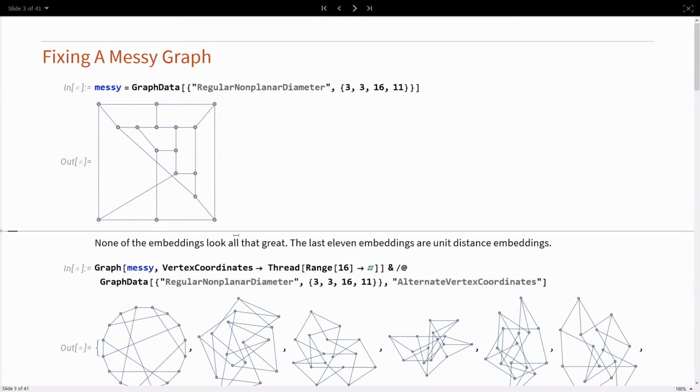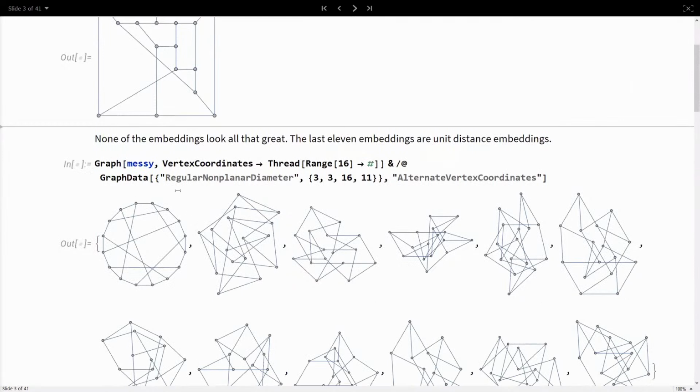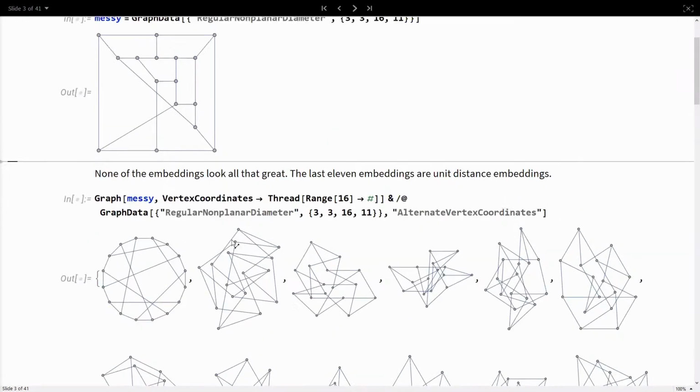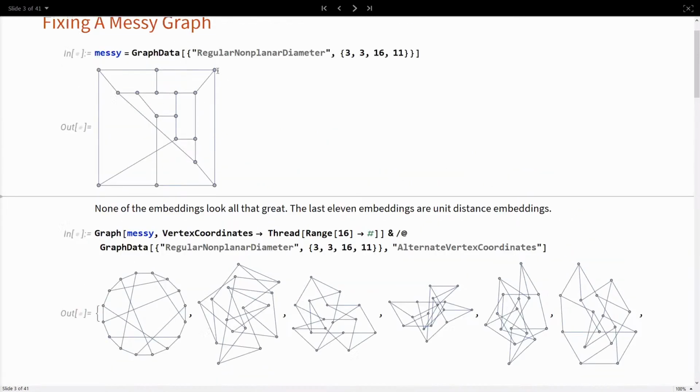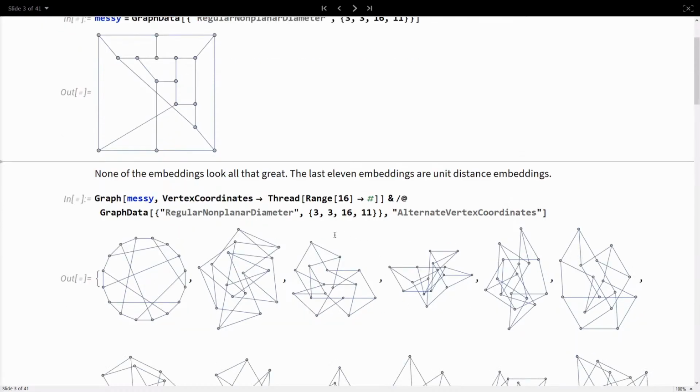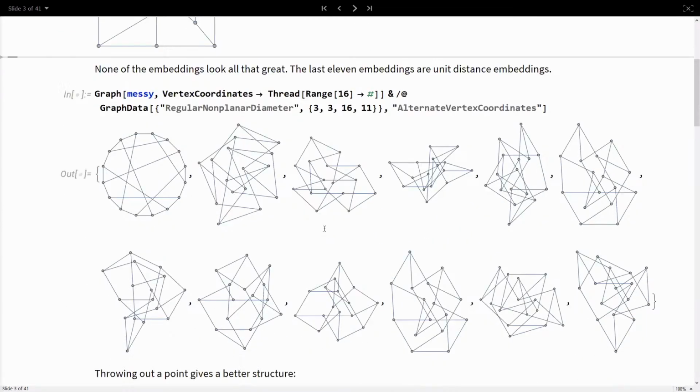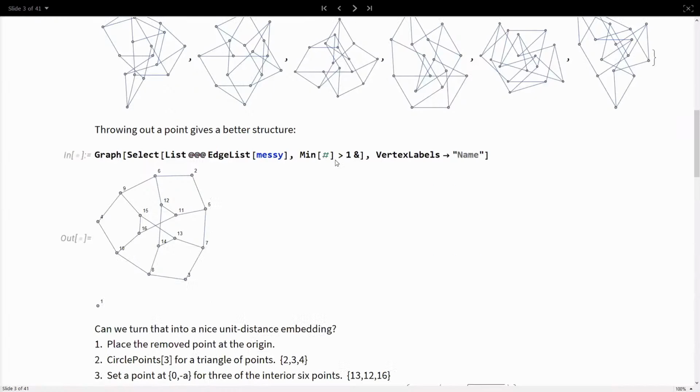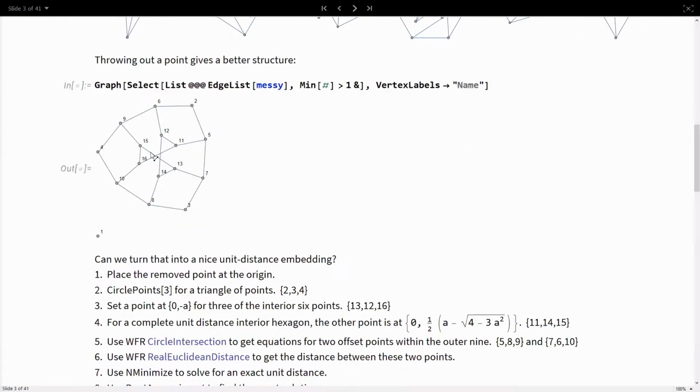So in something called graph data, we have the same graph in various embeddings, where basically you take these points and you move them around. These are all basically the same graph, but we're trying to find one that looks better. Well, none of these look particularly good here. So I decided I would try throwing out various points where basically I'd take a point and disconnect the lines and see if any look better. And this one looked pretty good.